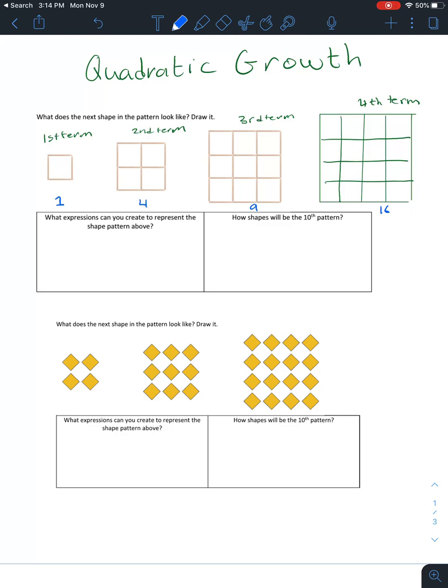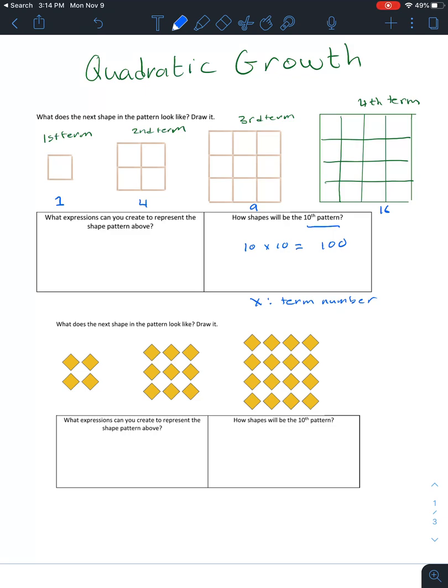And if we keep doing this, we know for our 10th pattern, we'll have a 10 by 10, which will give us 100. But the hardest part about this is actually just making an expression. So what we're going to do here is we're going to have a variable. We're going to name it x. And we're going to say x is the term number. And by term number, I mean the term that we're looking for.